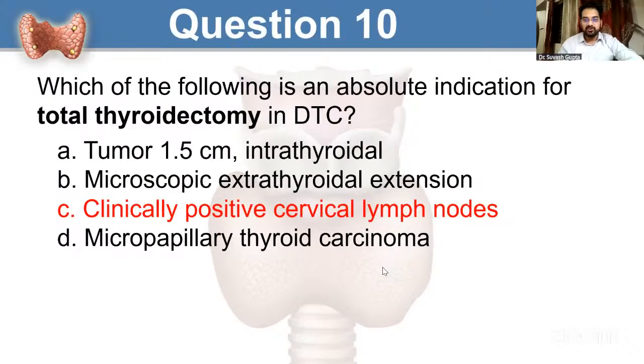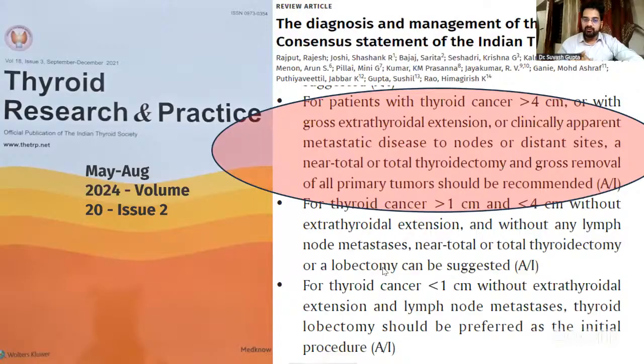Which of the following is an absolute indication for total thyroidectomy in DTC? It is clinically positive cervical lymph nodes, as mentioned in the ITS journal article. For patients with thyroid cancer more than 4 centimeters, or with gross extrathyroidal extension, or clinically apparent metastatic disease to nodes or distant sites, a near total or total thyroidectomy and gross removal of all primary tumors should be recommended.